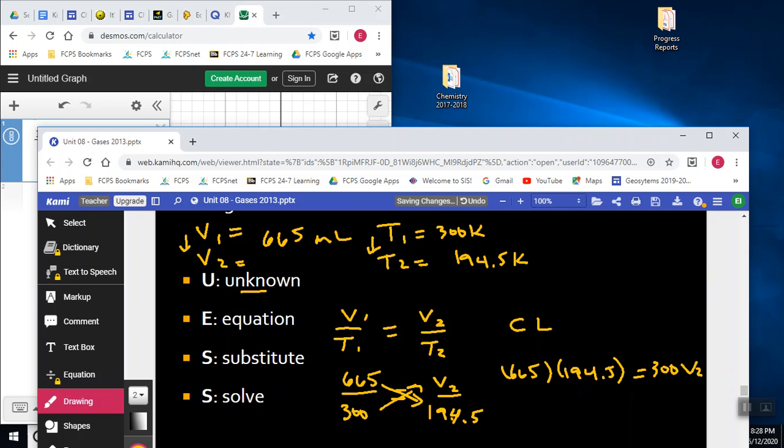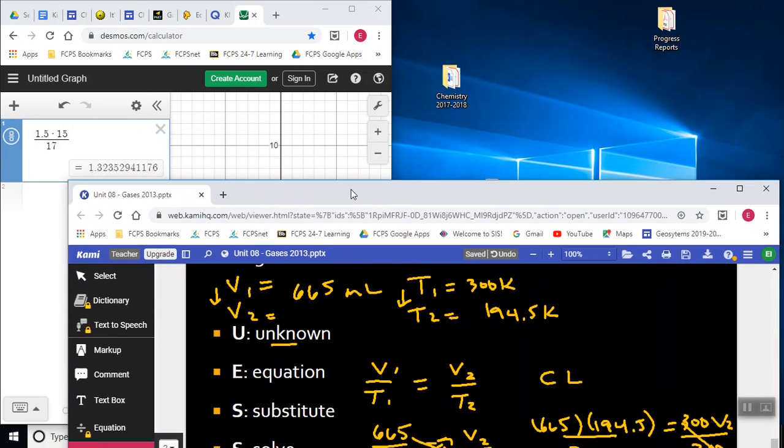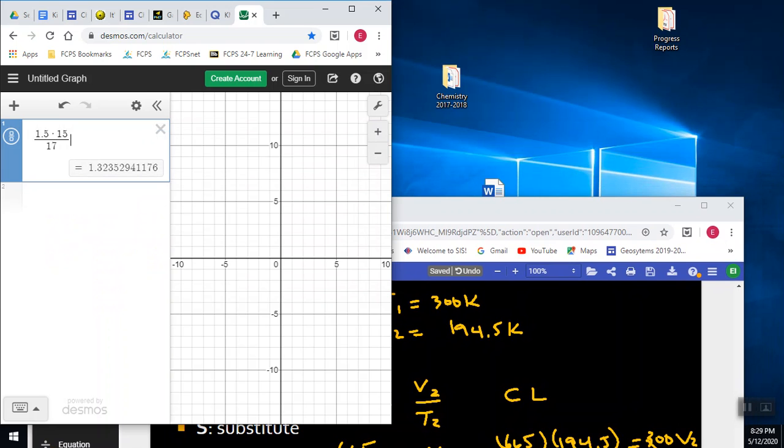Now the V, my unknown, is over here, stuck to the 300. That means it's multiplied, so I'm going to do the opposite and divide by 300. Now I have my volume is equal to 665 times 194.5 divided by 300.